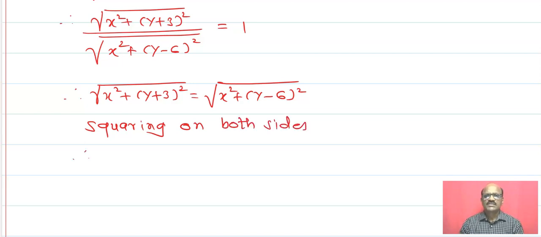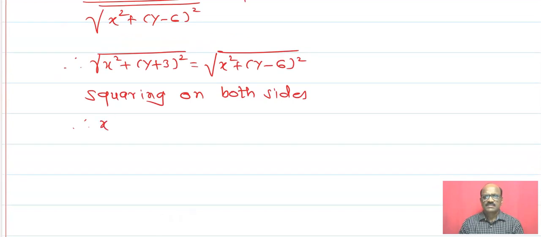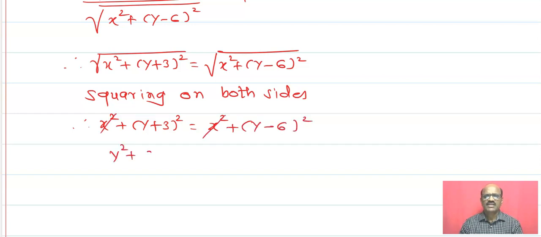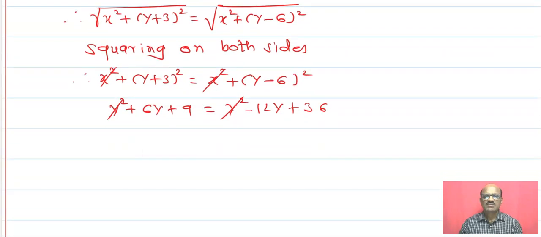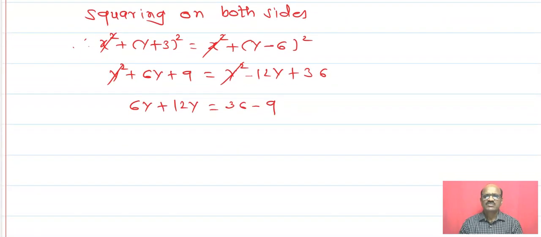Squaring on both sides, that is (x² + (y + 3)²) equals (x² + (y − 6)²). x² gets cancelled. On both sides, y² + 6y + 9 and y² − 12y + 36, y² gets cancelled. 6y + 12y is equal to 36 − 9.